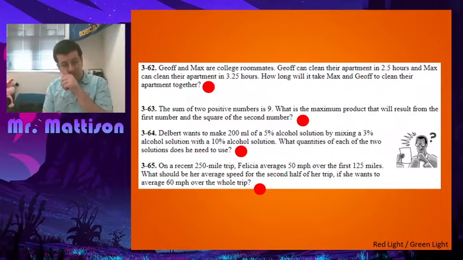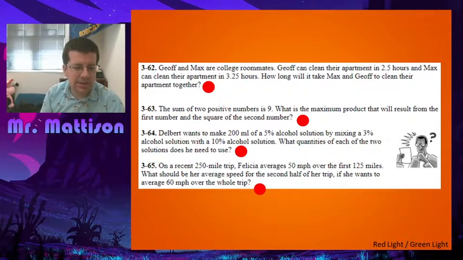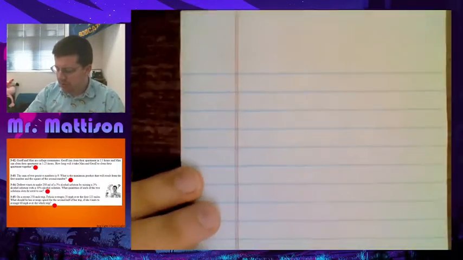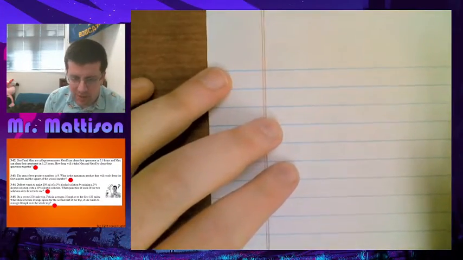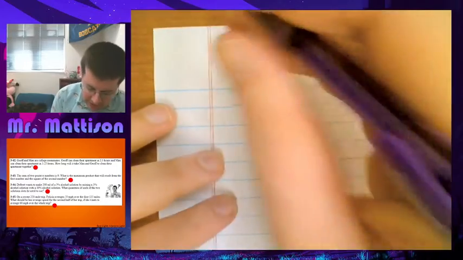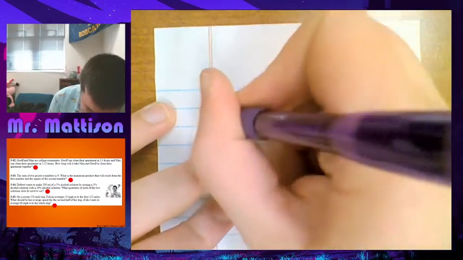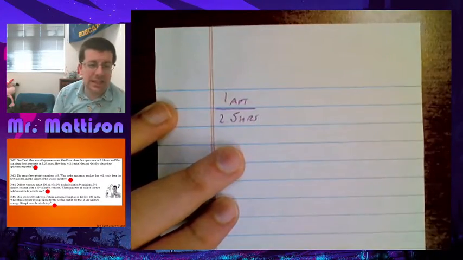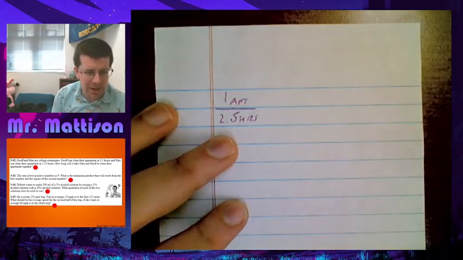Okay, so 62 is a shared work problem. On these ones, we're going to set it up by doing ratios, right? So the first person is Jeff, and the second is Max. Jeff can clean one apartment in 2.5 hours. So he can clean one apartment per 2.5 hours. That's my rate there.